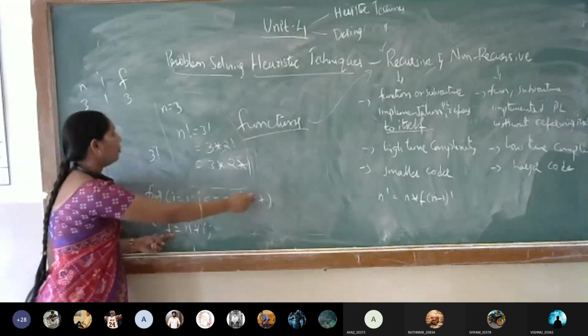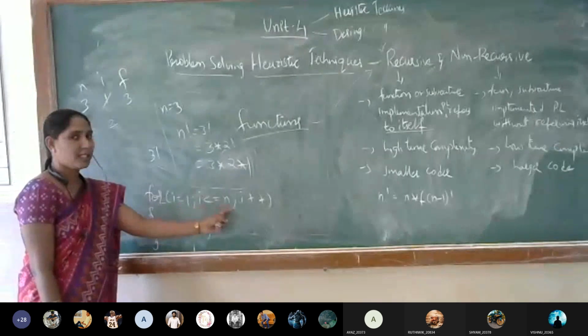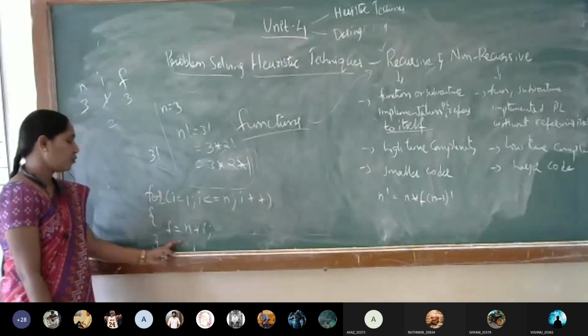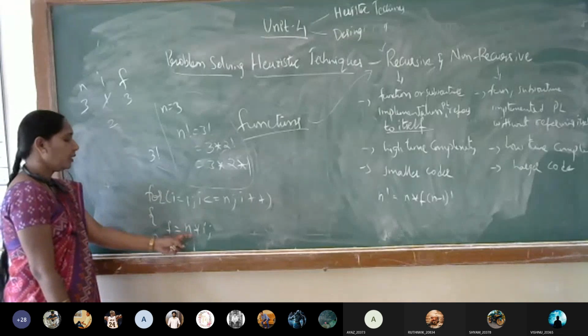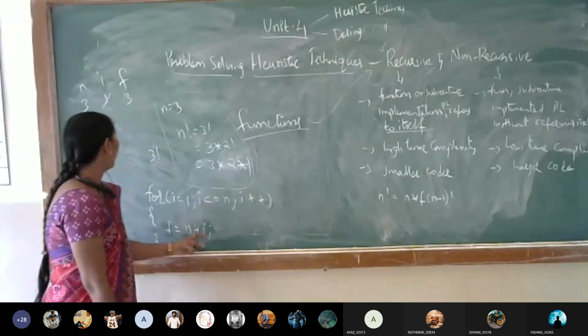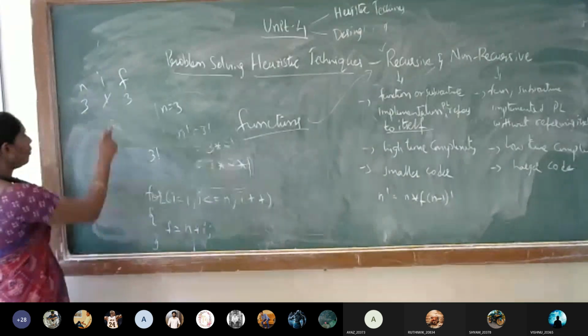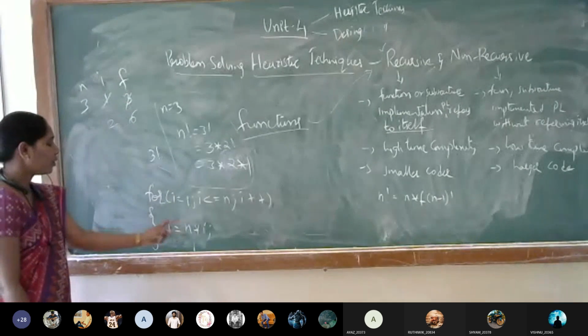Then it goes to the increment part, and i will be 2. Then it checks whether 2 is less than or equal to 3. Yes, satisfied. Then I come here, and n is 3, so 3 into i, where i is 2, gives 6. 6 will be stored here in f.